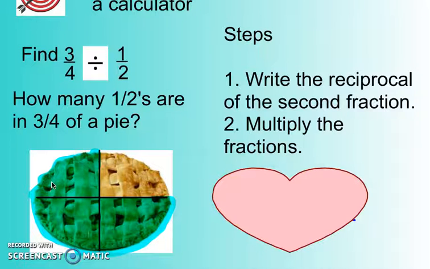Well, it takes 1, right? 1, 2. 2/4 would make a half because that would be half of the pie, correct? So that means there's at least 1/2 that would go inside this 3/4, correct? Well, what about this last piece? How many halves is that last piece?